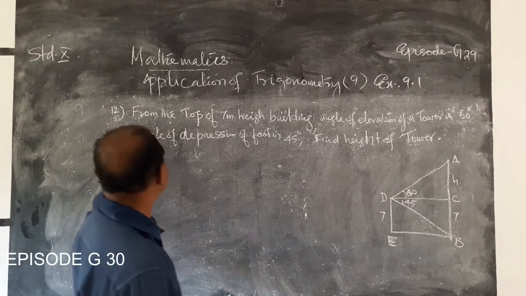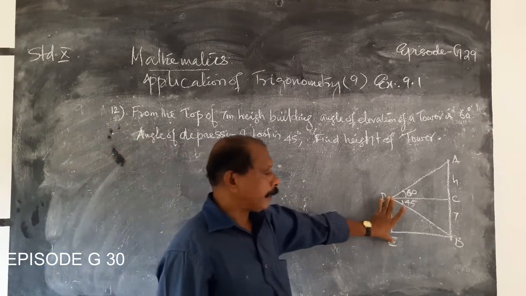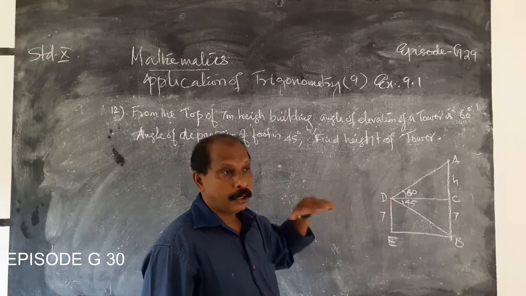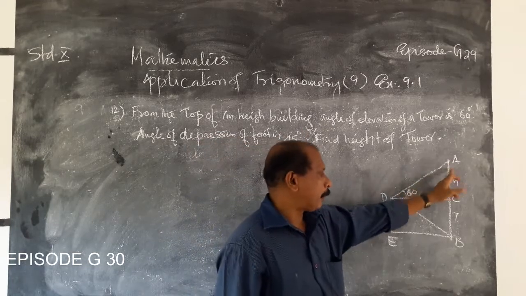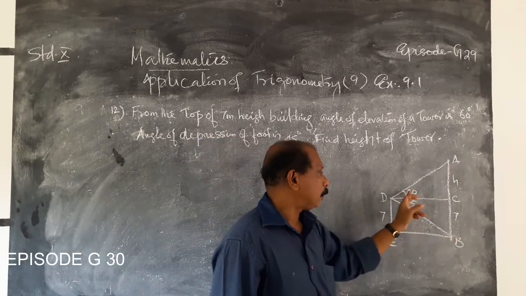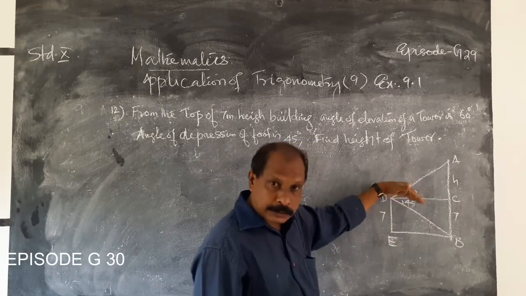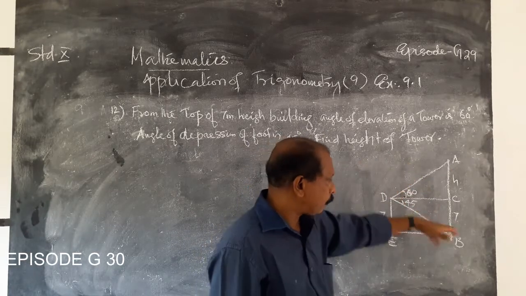This is the next question, that is the 12th question. It is an important question. This is a building. From the top of the building, the angle of elevation, that means the side is in the upward direction, of the top of a tower A is 60 degree. From this top, the angle is downward to the horizontal, therefore it is the angle of depression. This angle is 45 degree.